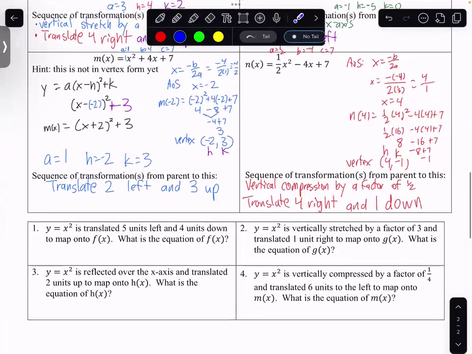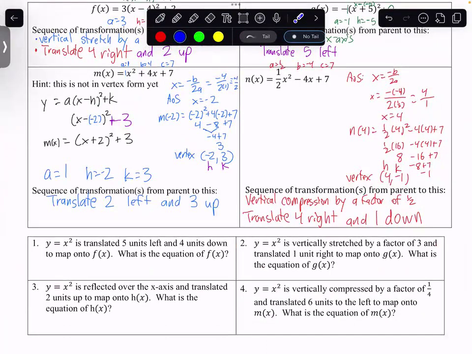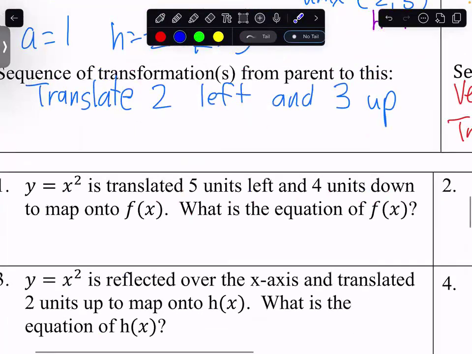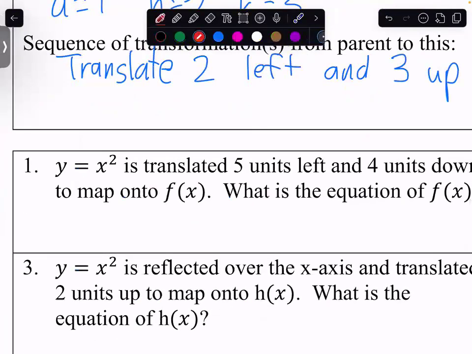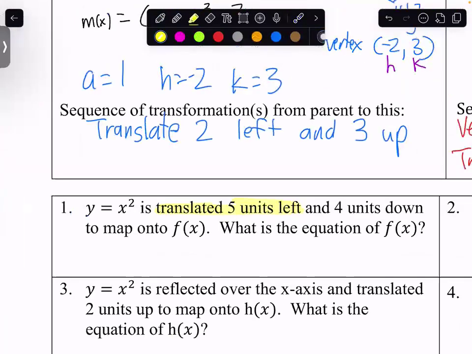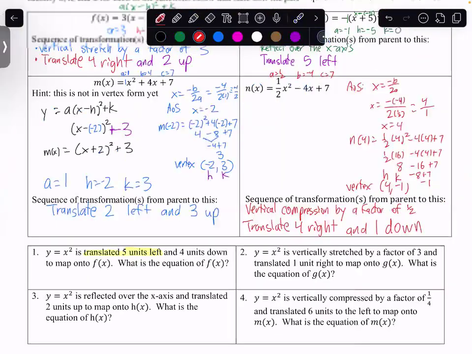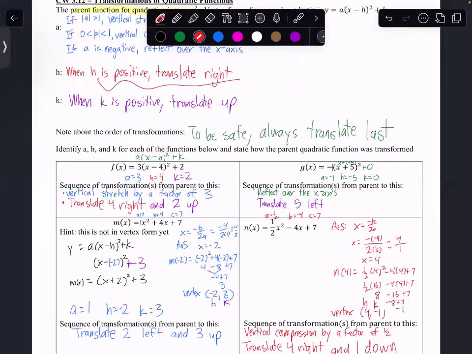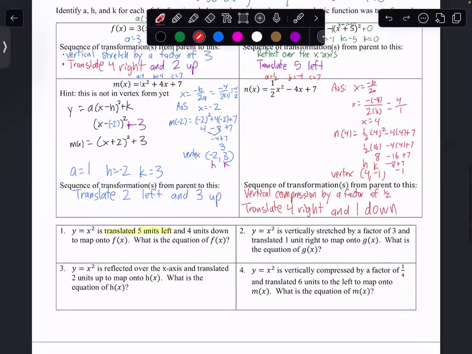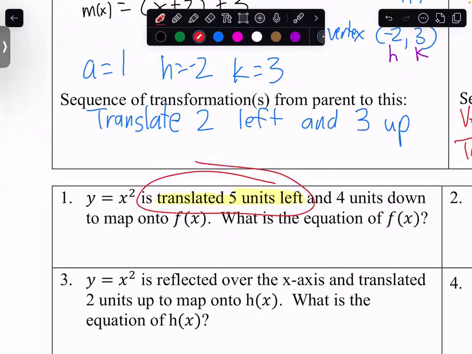Okay, so questions on any of that? Okay, so this last section is just really more of the same, but this time it's taking a sentence and turning it into an equation. Okay, so right here we see translate 5 left. Okay, so we know that left and right is h. Positive h goes right, so negative h goes left. So if you're translating 5 left, that's telling you that h is negative 5.